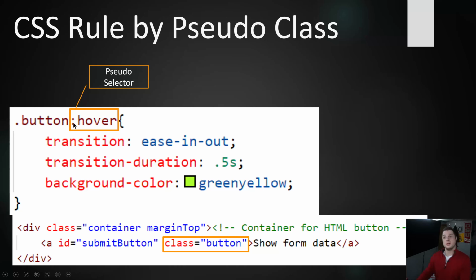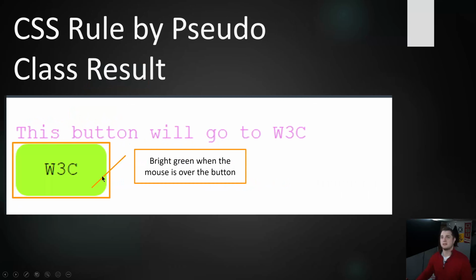So what we're trying to do here is, okay, here's the class. We're doing a class selector here, the class selector button for that text, which is still this. And now we're going to address the state whenever it's being hovered over with a mouse or a cursor, and then we're going to change its properties. So transition is an animation property. Transition duration is still an animation property, but it's going to be by time. All right, and then background color is what we're going to change to green yellow. So it's going to be a much brighter green when we hover over this. And that's what this looks like here when we hover over it.